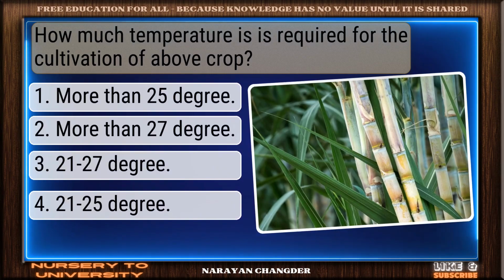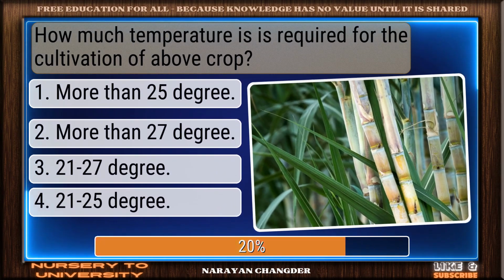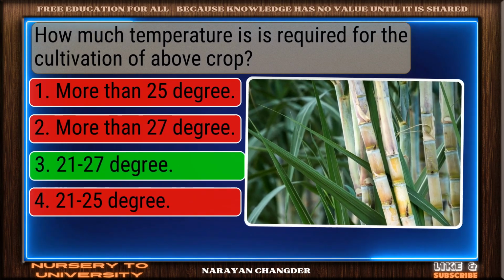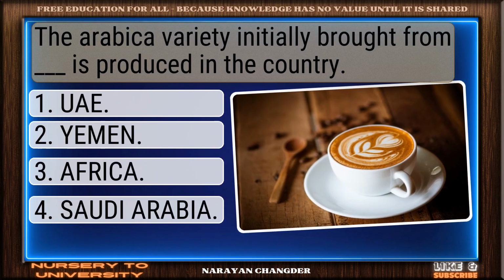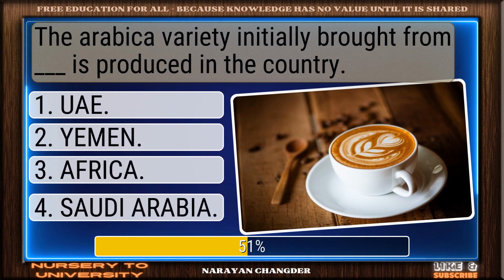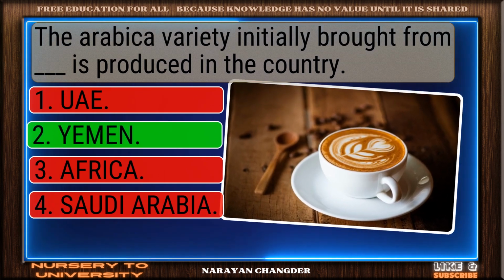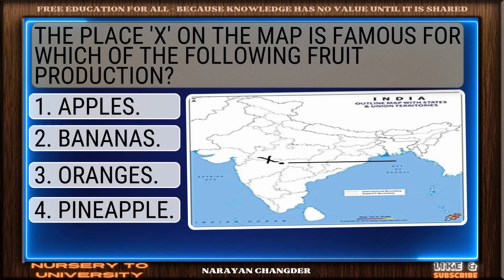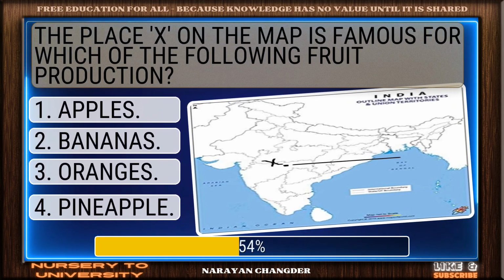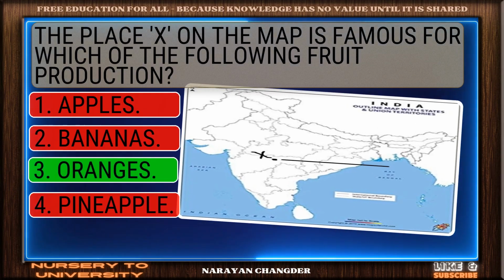How much temperature is required for the cultivation of above crop? Bravo, 21-27 degrees is the answer. The Arabica variety initially brought from dash is produced in the country. Excellent. Yemen is well reasoned. The place marked X on the map is famous for which of the following fruit production? Well picked. Oranges is correct.